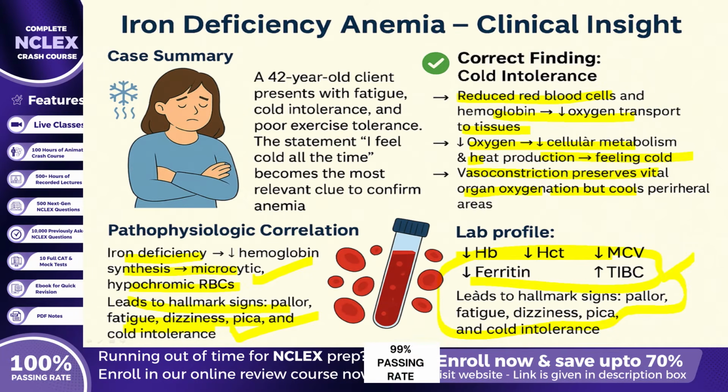Option A, chronic lower back pain, is not associated with anemia and offers no diagnostic relevance. Pain alone cannot indicate reduced oxygen carrying capacity. Option B, frequent headaches, may occur in some anemic clients due to reduced cerebral oxygenation, but is a non-specific symptom that could result from other causes, such as stress or dehydration.